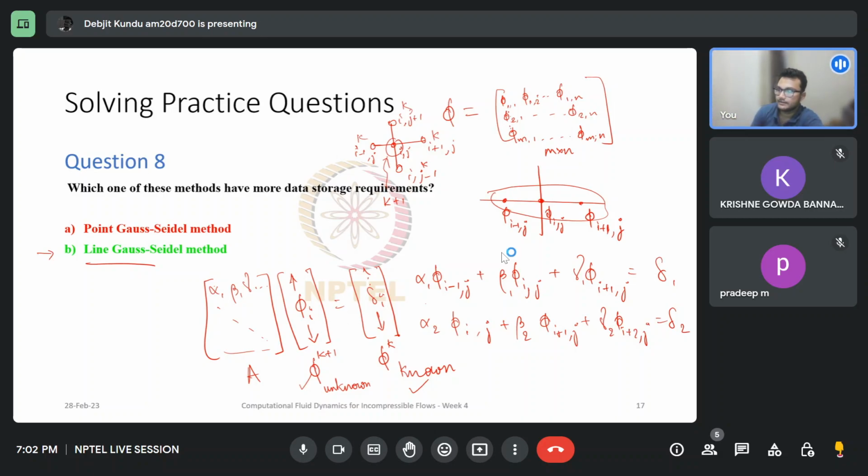Now, what happens in the line Gauss Seidel method is that we solve for multiple unknowns at a single time using some other known values. So here all these deltas are functions of phi from the kth iteration, right? So here also we have to maintain two different matrices, one of previously calculated known values, this phi k, and these new unknown values at the k plus 1th iteration. So that's why the data storage requirement increases a little bit.